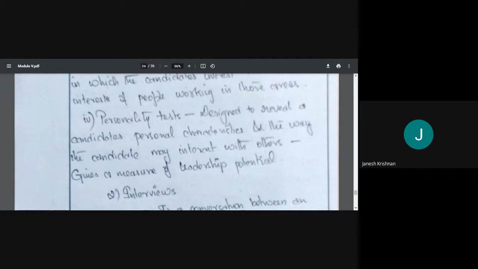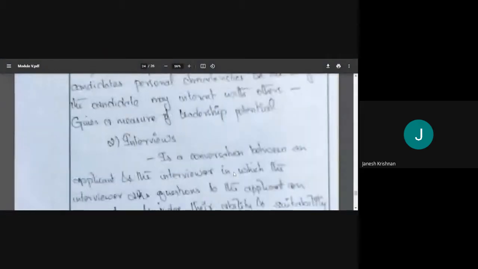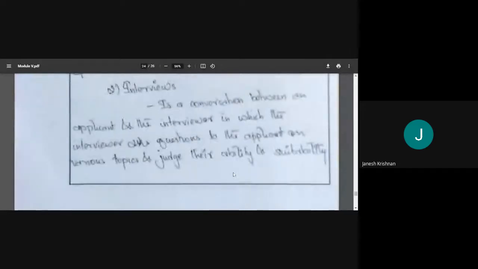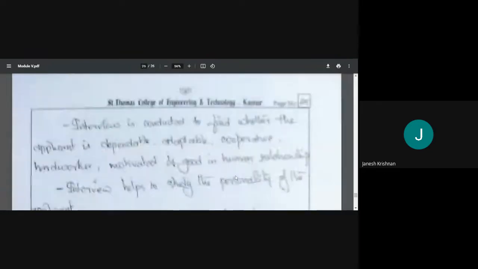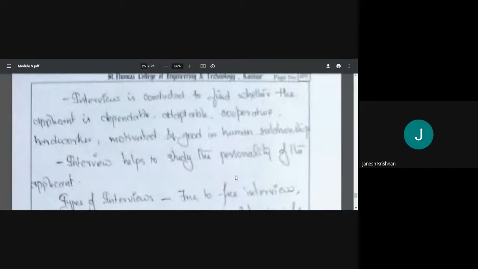The next tool is interviews. We know interviews are basically a conversation between the interviewer and yourself, the applicant, right? The interviewer will be asking you various questions so that they can find out whether you are suitable for the job. They will be judging your ability and finding out whether you are suitable for the job or not.